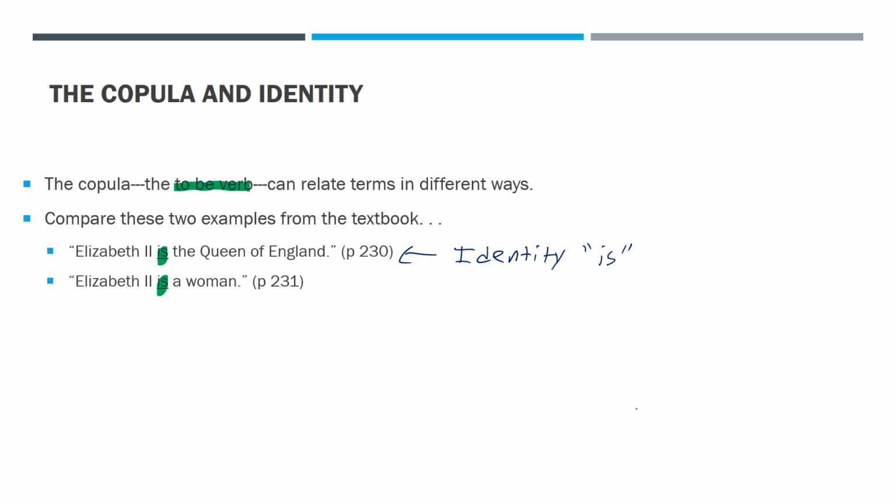In the second example, we're told Elizabeth II is a woman. Now clearly, a woman is not identical to Elizabeth II. Rather, we're saying being a woman is a predicate of Elizabeth II. So here we have a predication is. And in this section, we're concerned about the identity is.